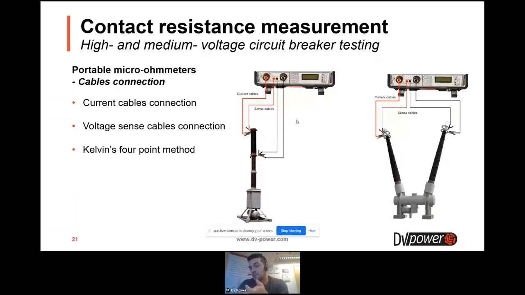So this breaker on the right side can also have two breaking points, but inside of the tank, so you cannot approach, you cannot connect directly to each breaking point, so you will measure the resistance of the phase.